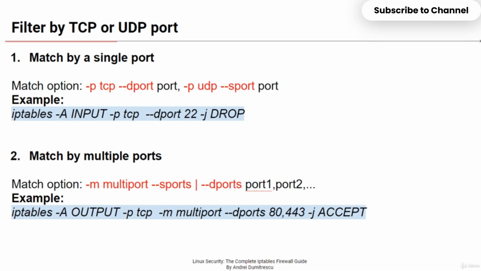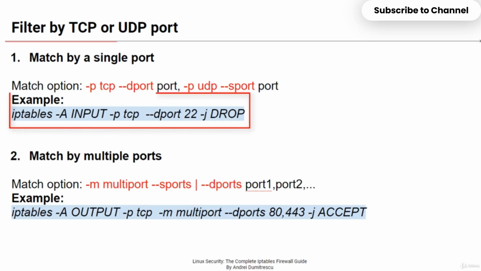In this lecture, I'm going to show you how to filter traffic by TCP or UDP ports. This is a very common task when developing a firewall. You can match by a single port using the match option --dport, which comes from destination port, or --sport, which comes from source port. It's mandatory to specify the TCP or UDP protocol using the -p match option, otherwise you'll get an error. Keep in mind that there are ports in the packet header only if the protocol is TCP or UDP. Other protocols, like for example ICMP, do not use ports at all.